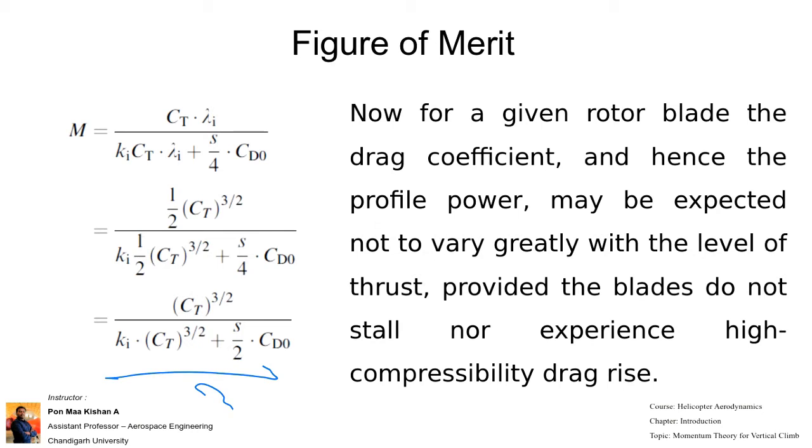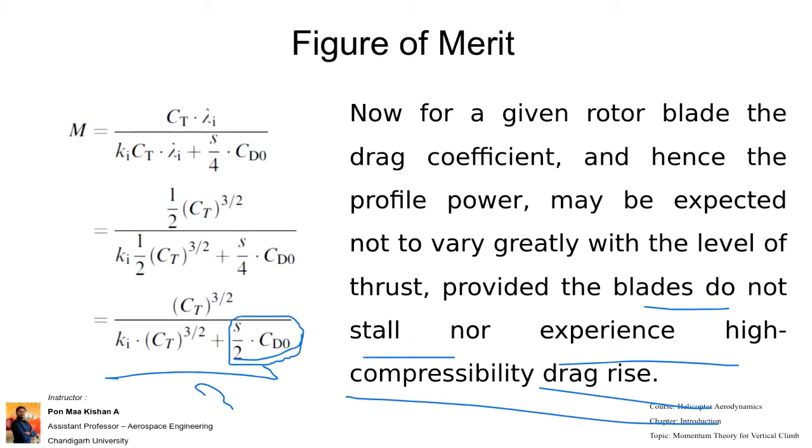We have to make sure that the blades do not stall or experience compressibility drag. The drag provided by the profile power, the profile drag, should be as little as possible. So we have to design in such a way. If the profile drag is increasing, what will happen to the figure of merit? That is M, M is the efficiency. So our rotor efficiency will go down, and of course the thrust will be affected correspondingly.